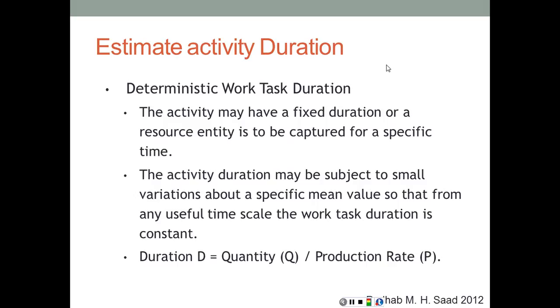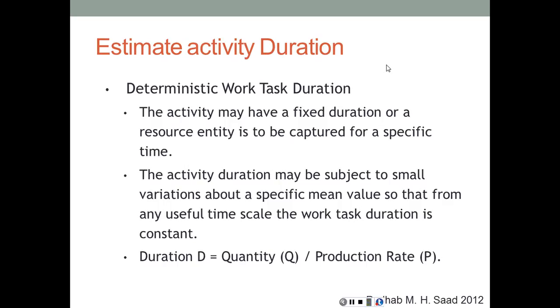The activity duration may be subject to small variations about a specific mean value, so that from any useful time scale, the work task duration is constant. The duration again is equal to quantity divided by production rate, Q over P, that we have discussed so many times so far.